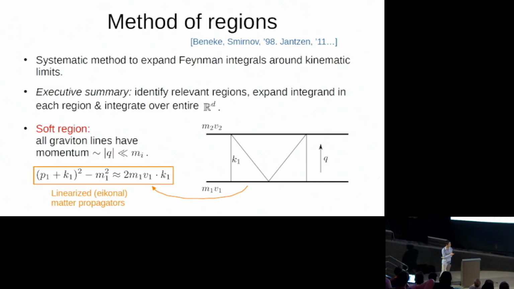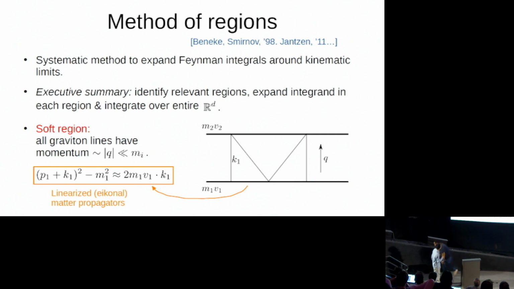You do the Taylor expansion of your integrand in each region, and in each region you integrate over the entire loop momentum space, and you add up the results to reproduce the true series expansion of your Feynman integral.